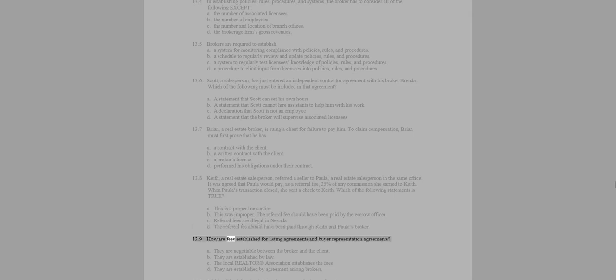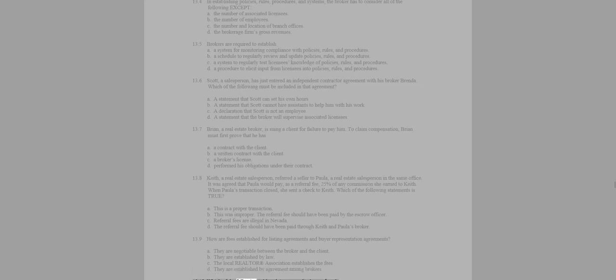13.9 How are fees established for listing agreements and buyer representation agreements? A. They are negotiable between the broker and the client. B. They are established by law. C. The local realtor registered association establishes the fees. D. They are established by agreement among brokers.